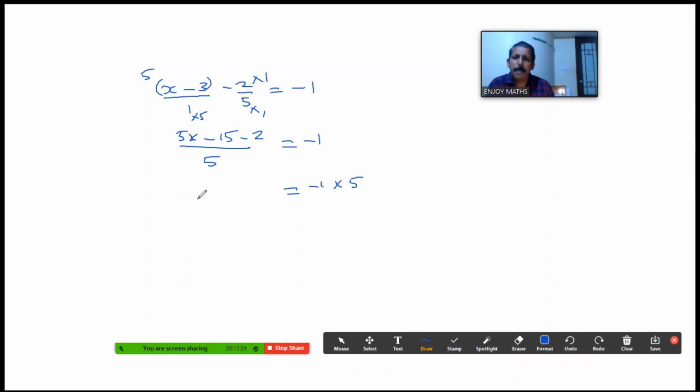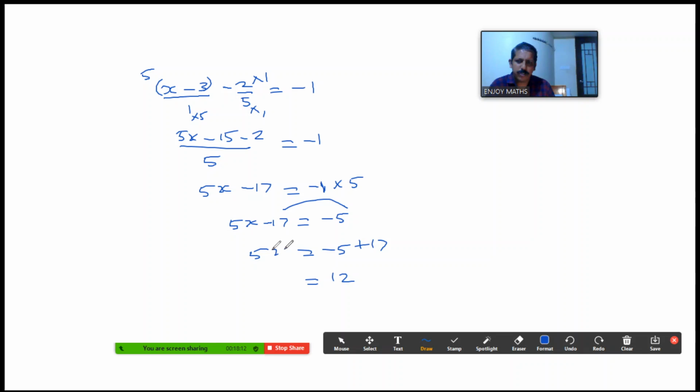5x, then minus 15 and minus 2 is what, minus 17, okay. So 5x is equal to, okay, I go slowly, no problem, just wait. Minus 1 is equal to what, minus 5. Now when this goes inside, minus 5 plus 17, that becomes 12, okay.